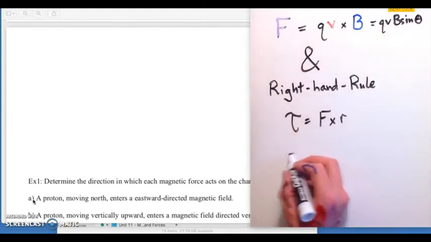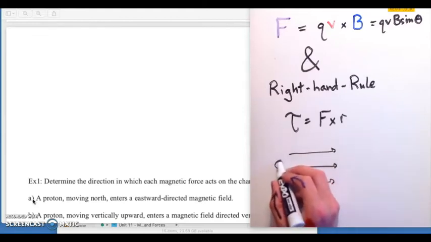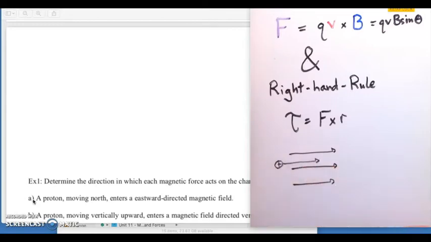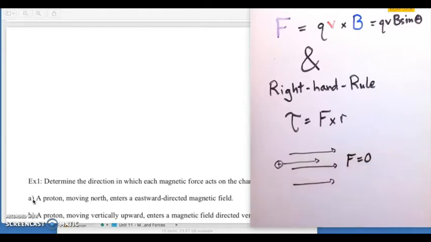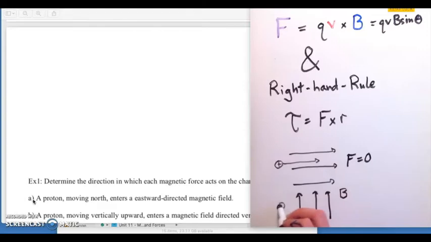So what that looks like is this. If you had a magnetic field that was going in, say, this direction, and you had something move into it, say a proton, going like that, it would experience no force. In order for there to be a force on that charge at all, the magnetic field and the velocity have to be at least a little bit perpendicular. Now if we had a magnetic field like this, and the charge is moving into it, then there's going to be a force.